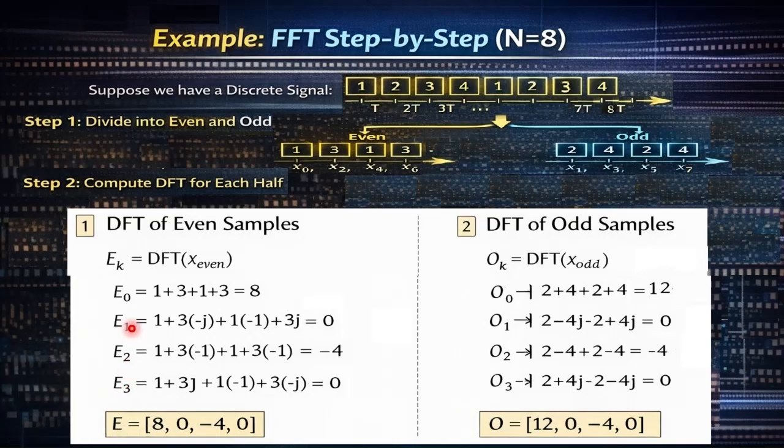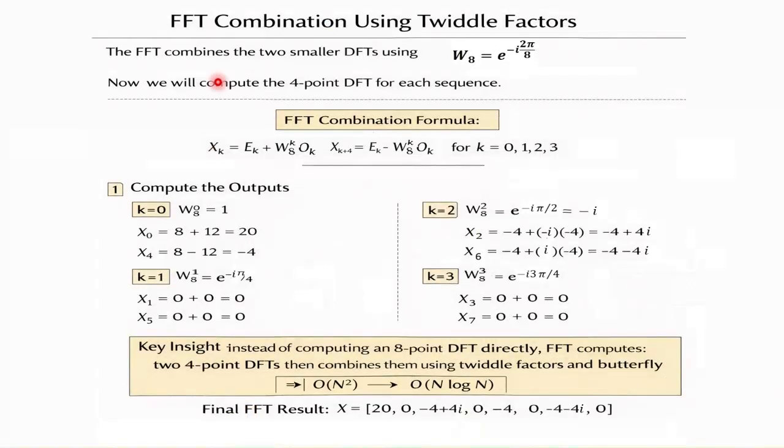One transform corresponds to the even samples, which we denote by E_k. The other transform corresponds to the odd samples, which we denote by O_k. On the slide, you can see the complete calculation of these two 4-point DFTs. So after this step, we have obtained the values of E_k and O_k. These two smaller transforms will now be combined in the next step to produce the final FFT result.